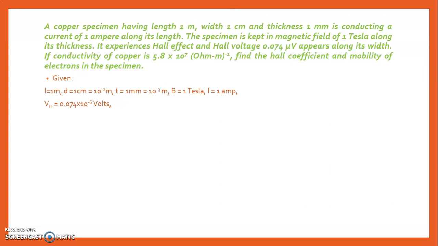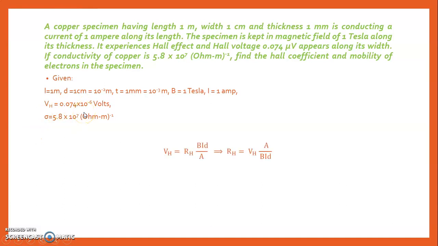Now we have been given Vh, that is the Hall voltage, which is 0.074 into 10 raised to minus 6 volt, and in this case the conductivity is also given, which is 5.8 into 10 raised to 7 ohm meter inverse. So we'll use it to calculate mobility.